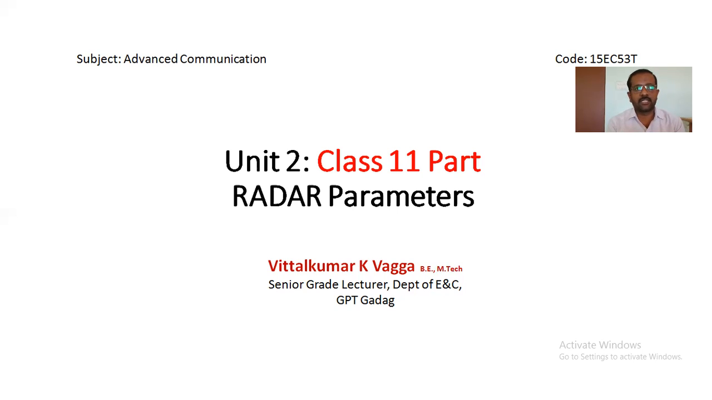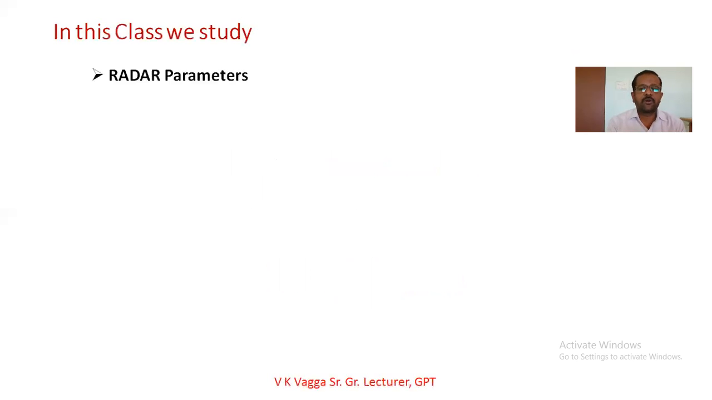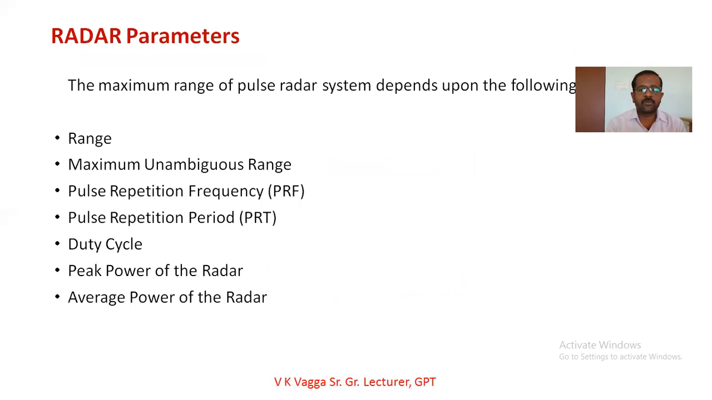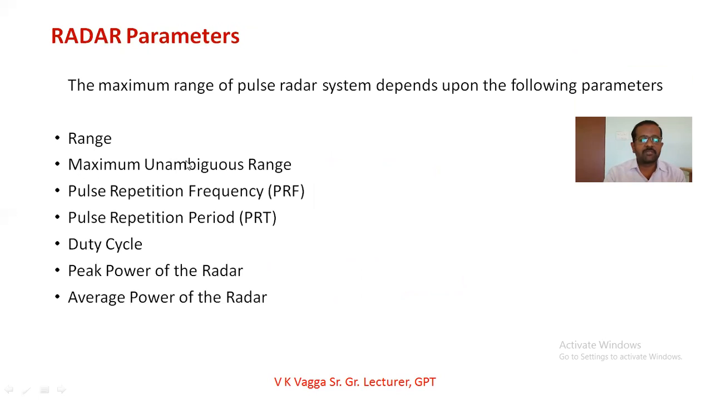In this class we are going to see the radar parameters, the parameters of the radar. If you take the parameters of the radar, there is the range, the maximum unambiguous range, the PRF, which is the pulse repetition frequency, and the PRT, which is the pulse repetition period or time. Then there are the duty cycle, the peak power and the average power. All these are the parameters of the radar, and we are going to study them in this class.